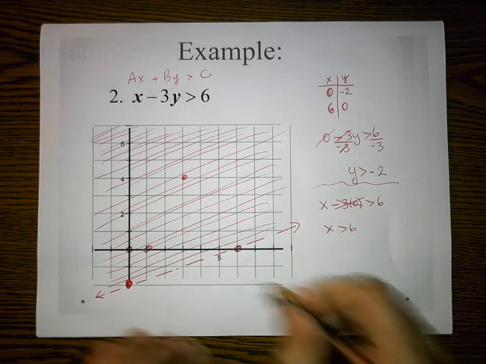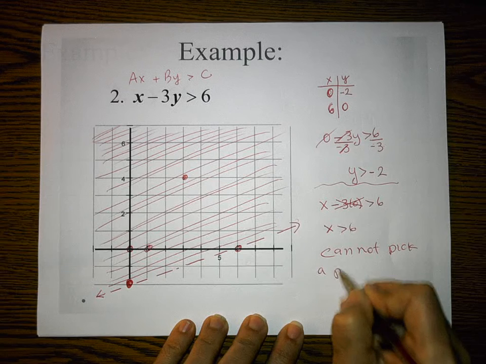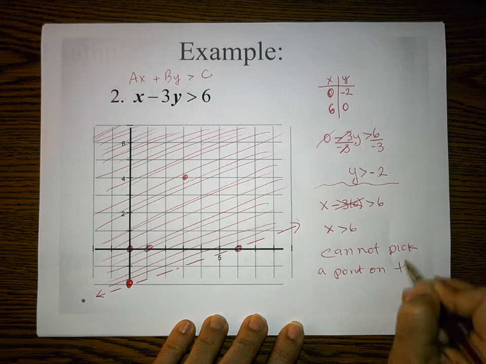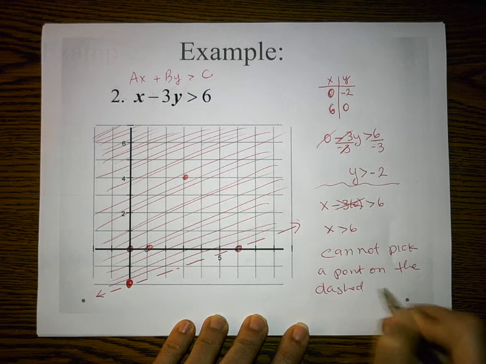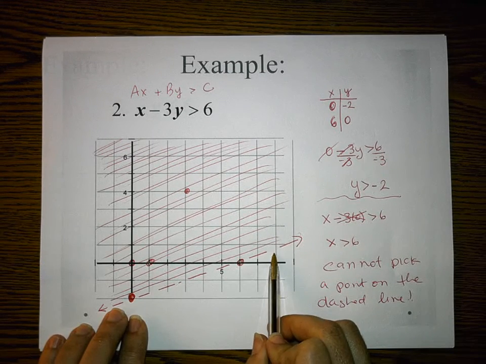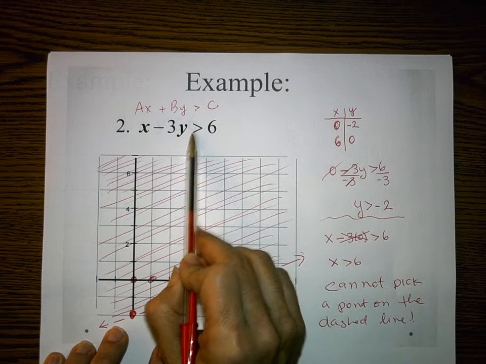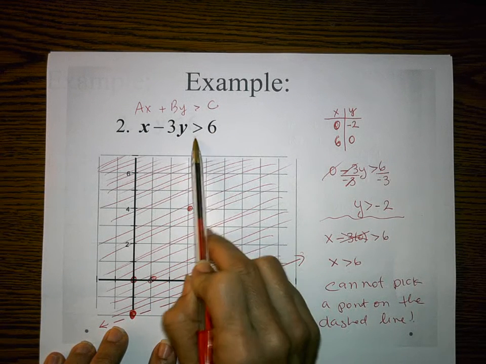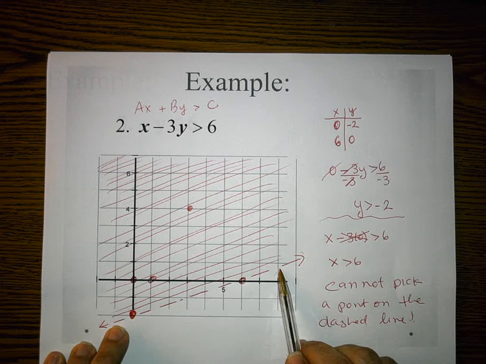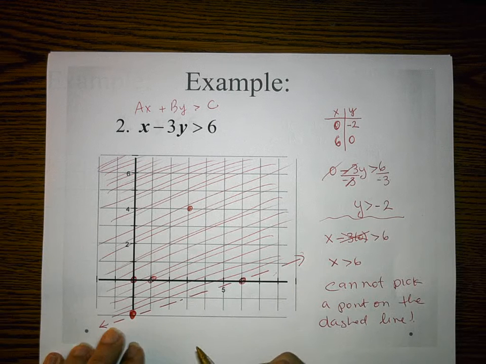But I cannot pick a point on the dashed line. Why? Because the dashed line is not included. Hear what it says here: x minus 3y is greater than 6, not equal. So I don't want to count this line. If I wanted, I would have put an equal under it and the line would have been included. So an equal means it includes the line, and no equal means it does not include the line.